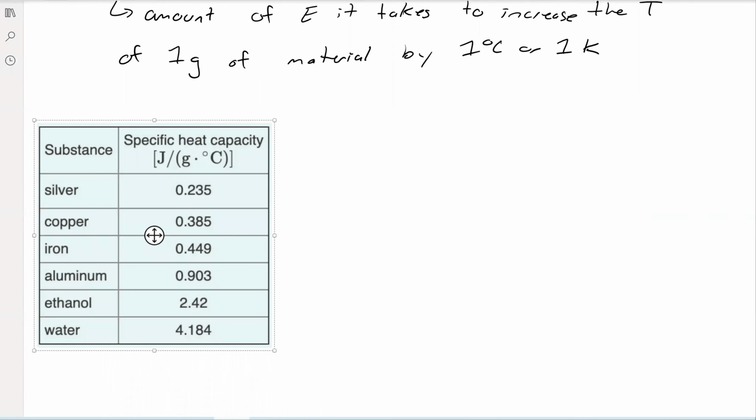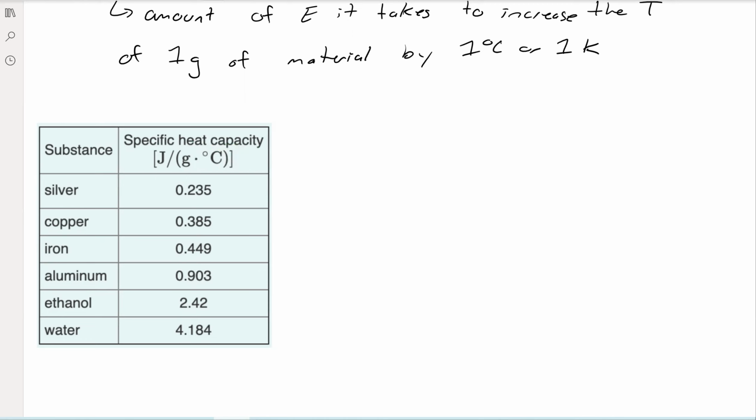Here's just a table to give you some examples of specific heat capacity. Note that the units here are joules per gram degree Celsius. So how much energy, joules, it takes to heat up 1 gram by 1 degree Celsius. And again, this Celsius could be Kelvin. They're interchangeable in this case.